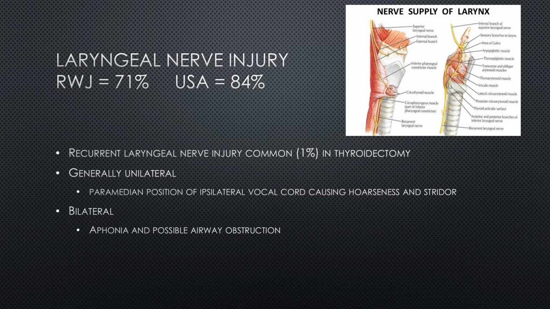It should also be noted that if you completely sever the laryngeal nerve, it often will assume a paramedian sort of open position, which is less likely to lead to complete airway obstruction. An injury is more likely to lead to complete airway obstruction if it is a bilateral injury.